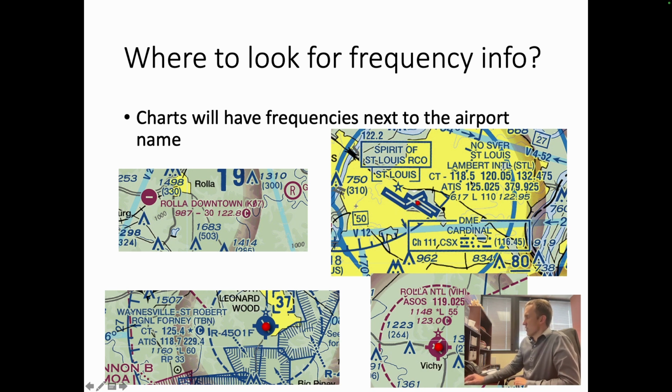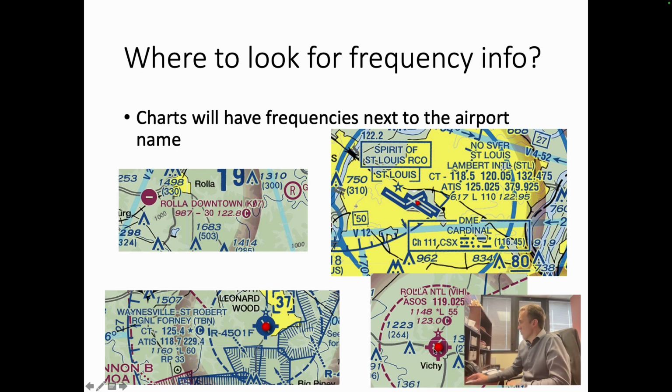Control tower is 118.5, 120.05, and 132.475. So in this case, we actually have 3 different frequencies for our control tower, and there's no CTAF frequency. In comparison, the Waynesville-St. Robert Airport has a control tower and a CTAF frequency, which are the same. So in this case, 125.4 is both the control tower frequency and the CTAF frequency.